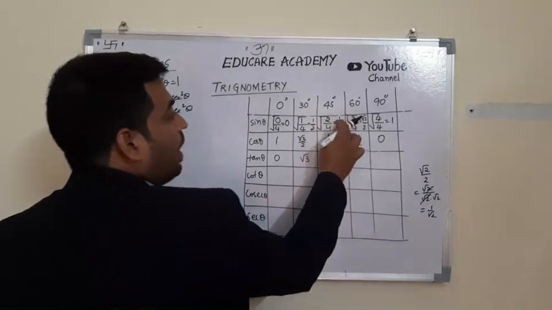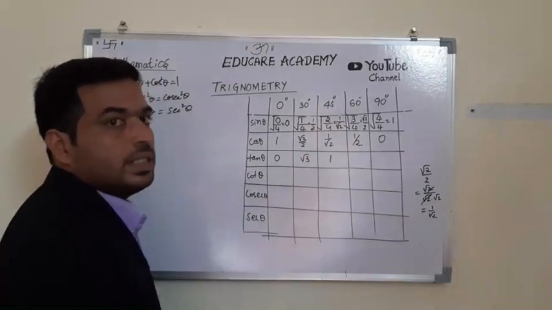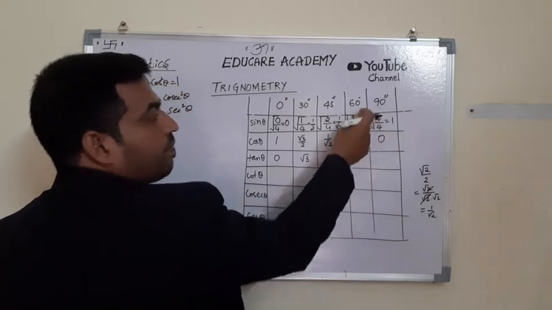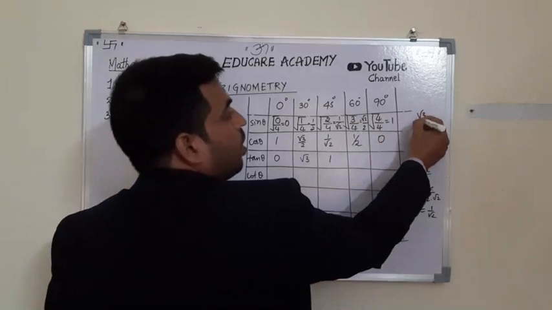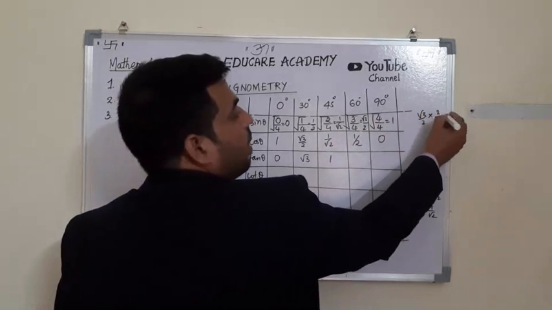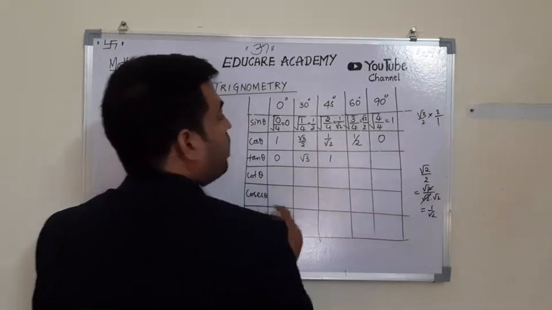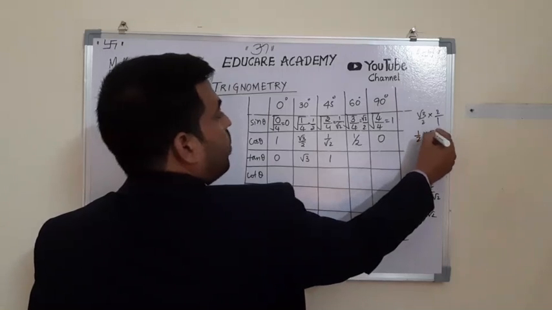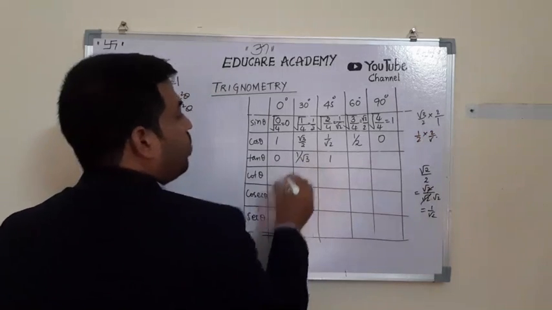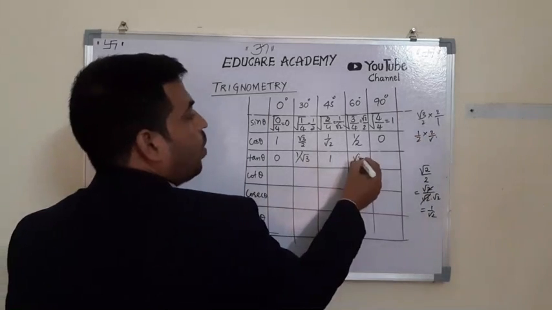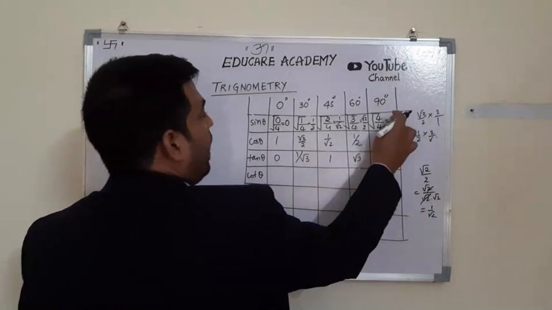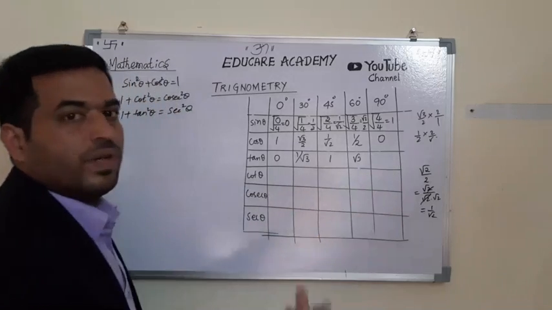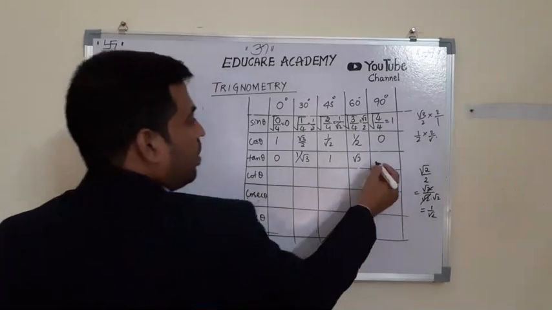Now 1 by root 2 divided by 1 by root 2, obviously it's 1. Root 3 by 2 divided by half. Dividing means multiplying by 2 by 1, so half becomes multiply by 2 by root 3. So it will be 1 by root 2, root 3. So it will be root 3. Any value divided by 0, you can take it as infinite or not defined.